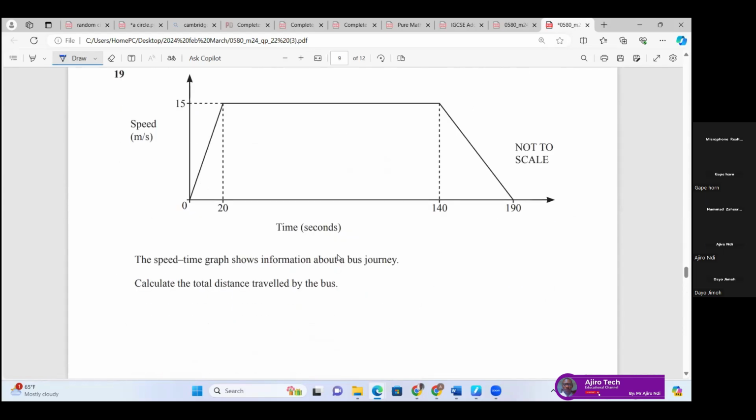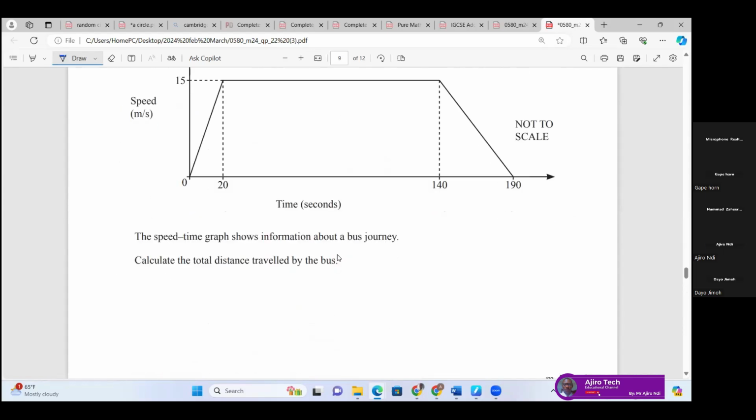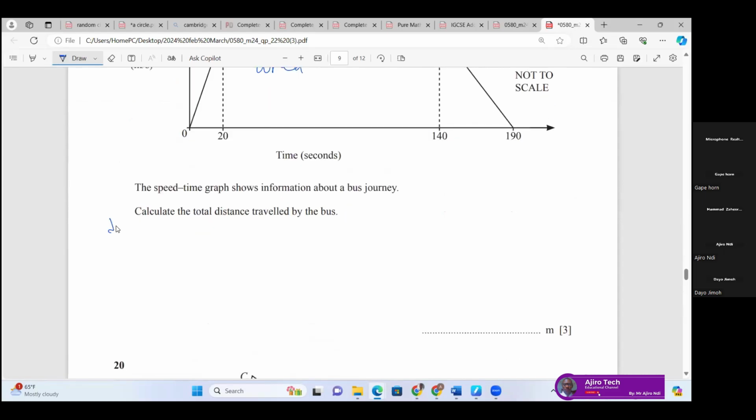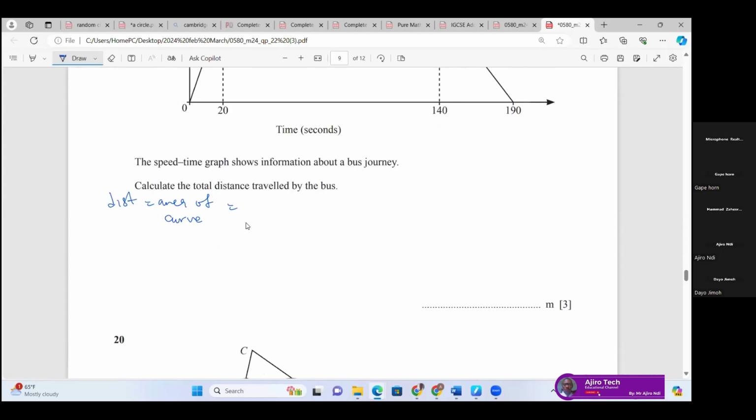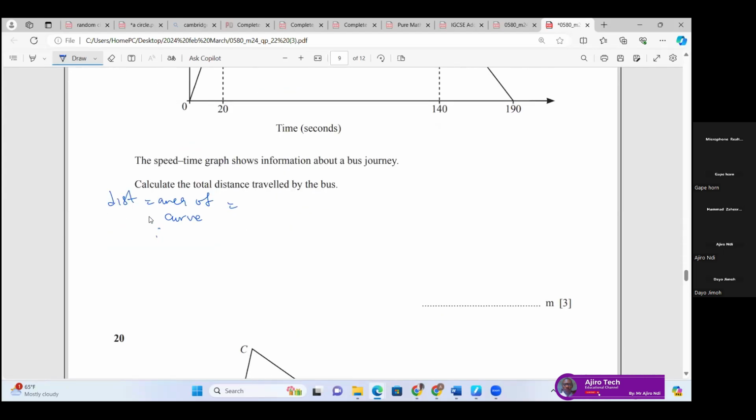Now, calculate the total distance traveled. Total distance, you have speed versus time. Distance traveled is the area. That means you're looking for what? Area under the curve. So this is typically a trapezium. So now distance is the area of the curve. So this is a trapezium, right? And this is what? A trapezium.